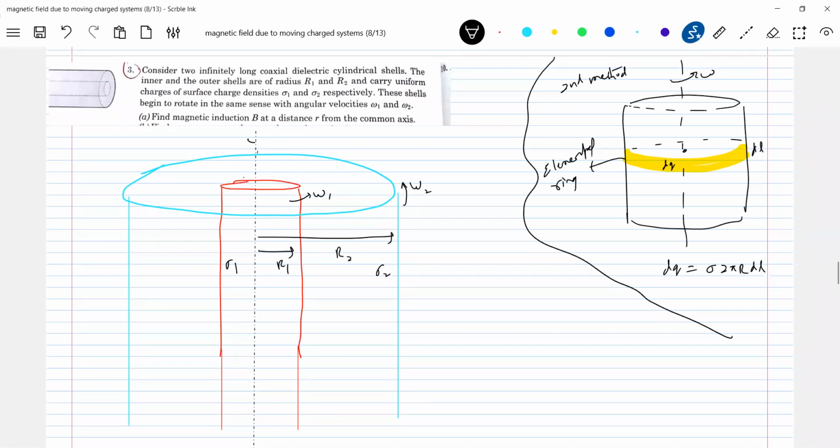Any sense. Okay, I'll do one thing. I'll take clockwise. Earlier I took this one. I'll change the sense of rotation. Now get into the problem.